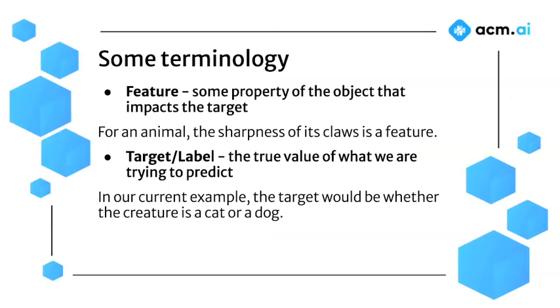So what you guys just described are called features. There's some property of the thing you're looking at that can define what we're looking at. For example, another one that wasn't mentioned is how sharp its claws are. And then the answer that we're looking for, whether it's a dog or a cat, we call a target or a label. So it's what we're trying to find out. In our current example, we try to find out whether that creature was a cat or a dog, and cat and dog is the target.